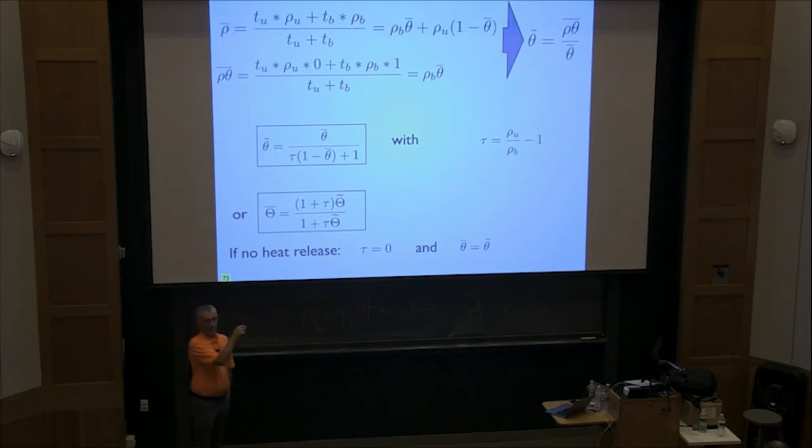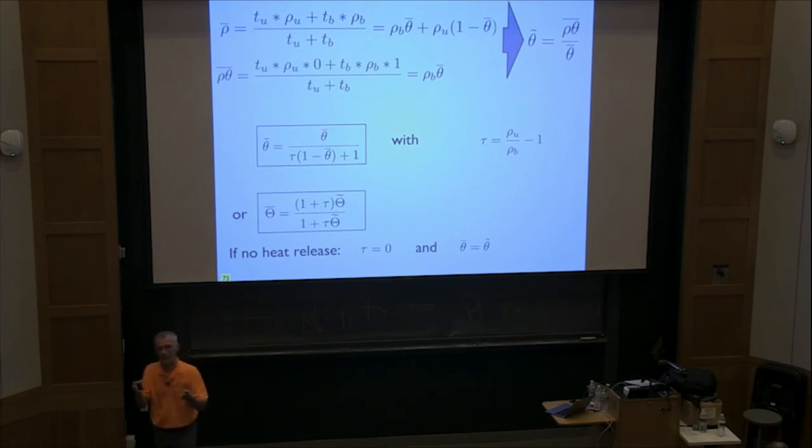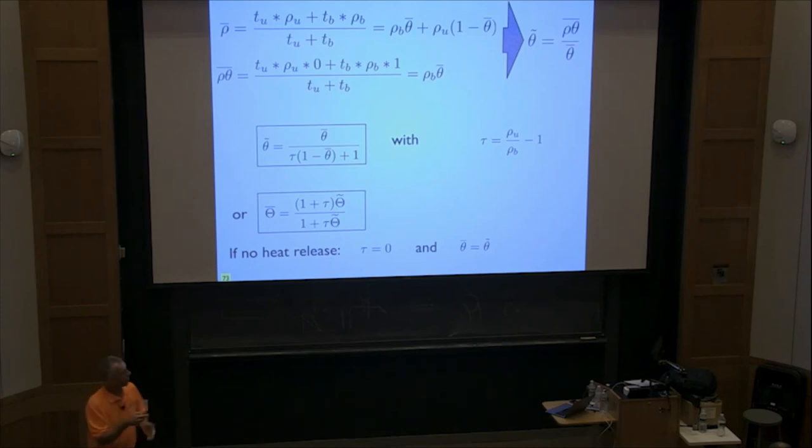And you see that the Favre average of temperature, which is written here, can be expressed in this way. The Favre average temperature is the Reynolds average divided by 1 plus tau times 1 minus theta, where tau is the density ratio minus 1. So if you have a telegraphic signal, which we really have all the time in any premix flame, the difference between Reynolds average and Favre average is obtained by this formula. Of course, if there is no heat release, no problem. They are equal, okay? This term goes away.